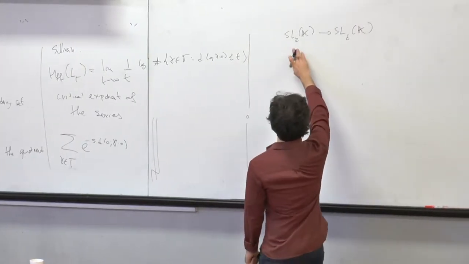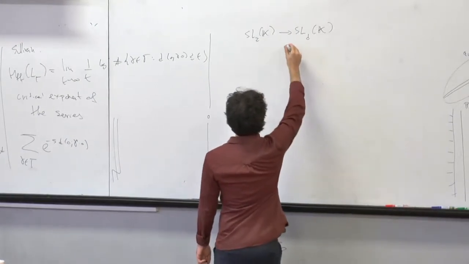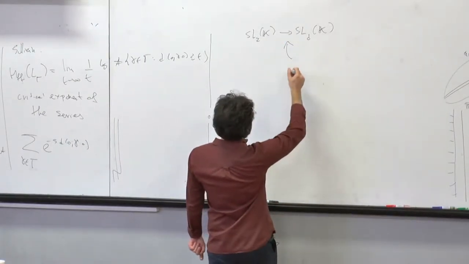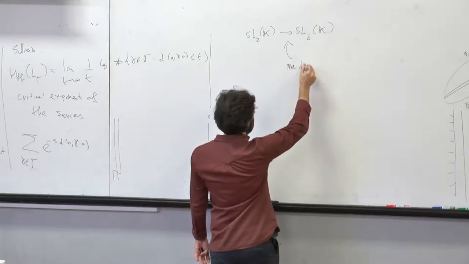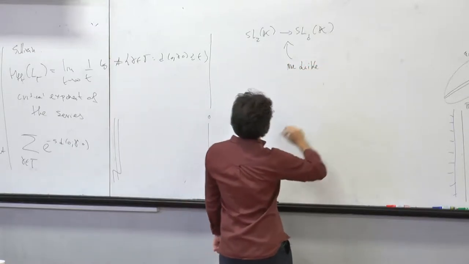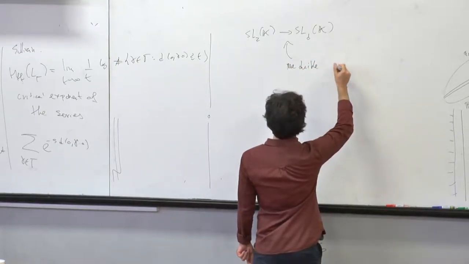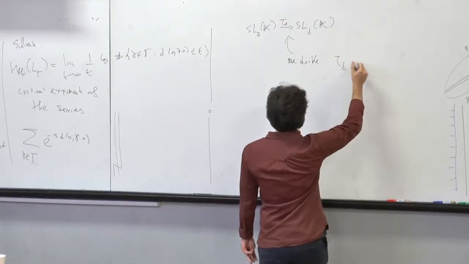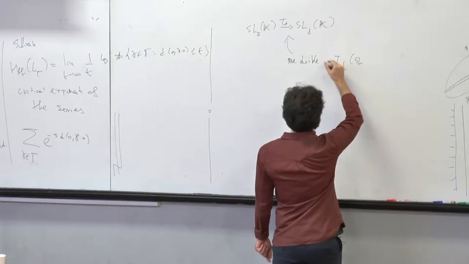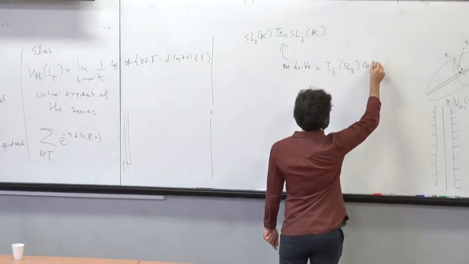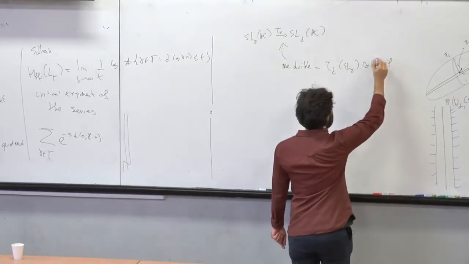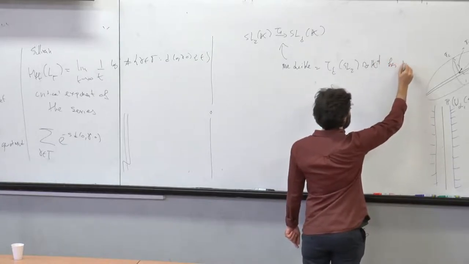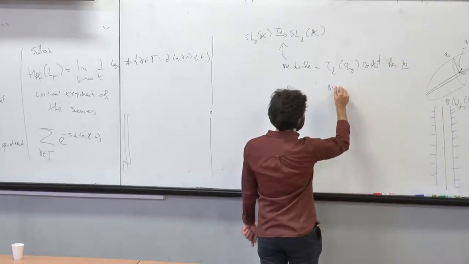We're going to put this SL2 here in SLD. There are several ways to do this. I'm going to pick this to be irreducible. What do I mean by that? The action, let's call it tau d, is irreducible, which is equivalent to saying that this action has no invariant subspaces.